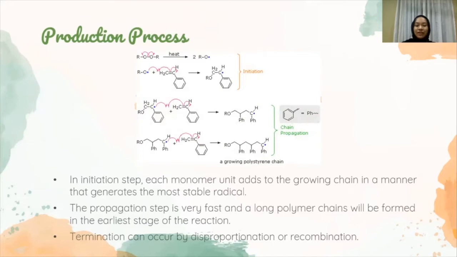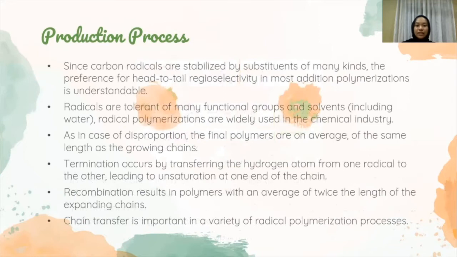The propagation step is very fast, and long polymer chains will be formed in the earlier stage of the reaction. Termination can occur by disproportionation or recombination. Since carbon radicals are stabilized by substituents of many kinds, the preference for head-to-tail radioselectivity in most addition polymerizations is understandable. In the case of disproportionation, the final polymers are on average of the same length as the growing chains.